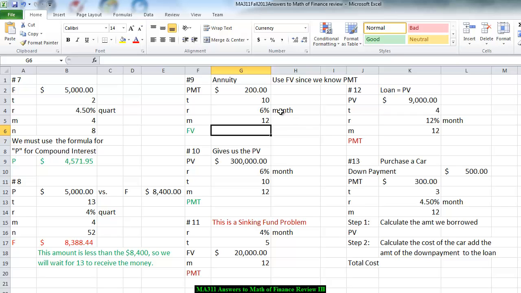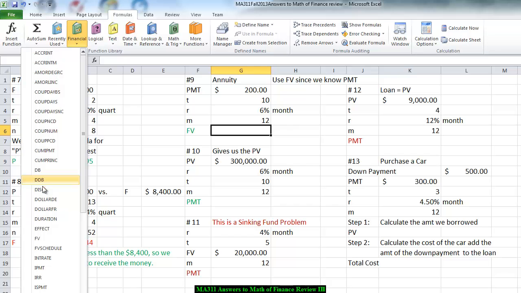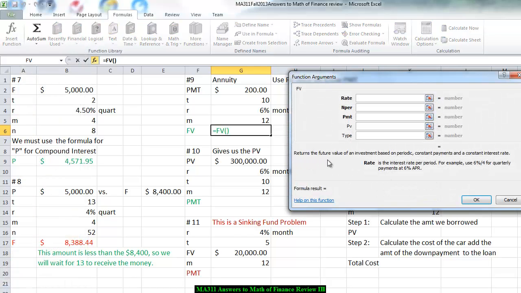For an ordinary annuity, the compounding and the payment periods are exactly the same. Since it's compounded monthly, we know M is equal to 12. We don't have to calculate anything at this point other than the future value because we're going to go to our formulas. We're going to go to financial and we're going to go to future value. It tells us future value returns the future value of an investment based on periodic constant payments and a constant interest rate. Where it says rate, that's the same as I.